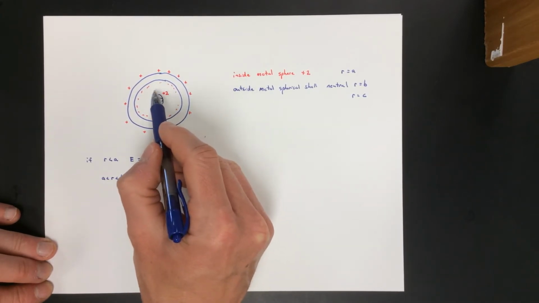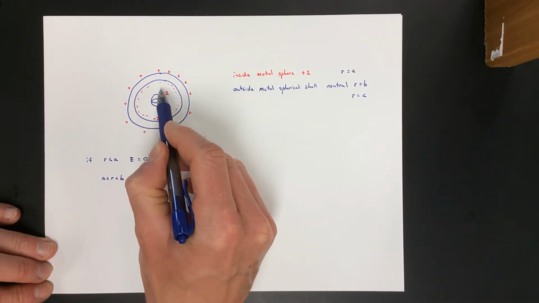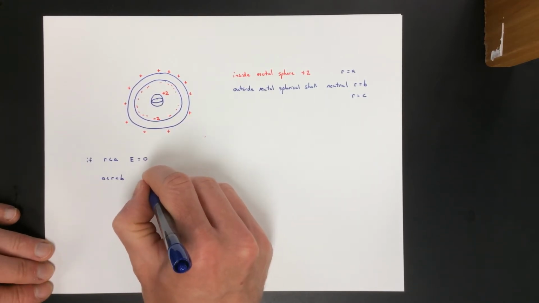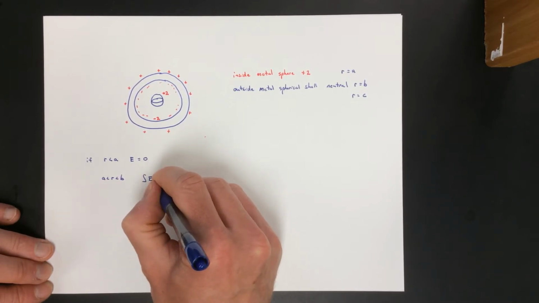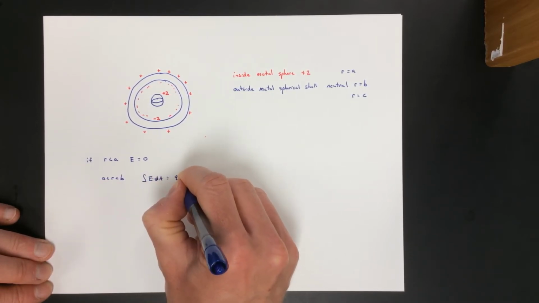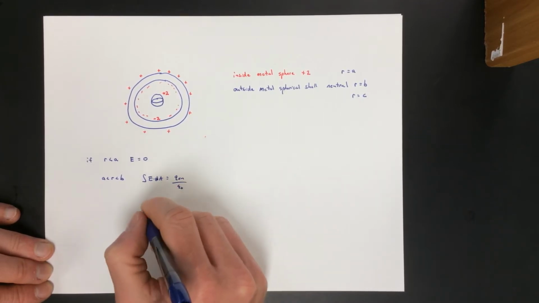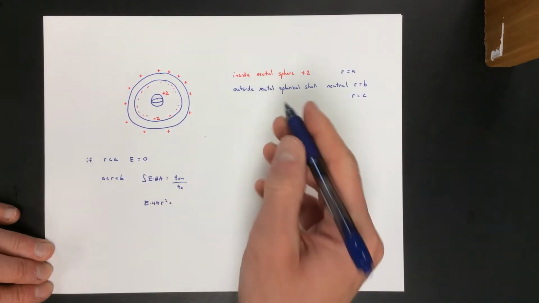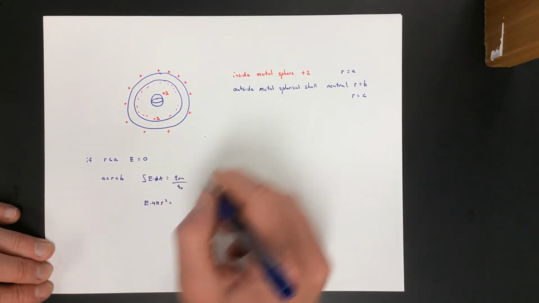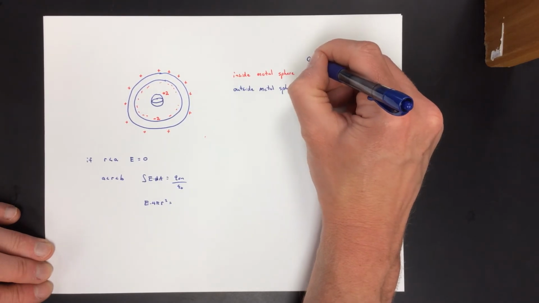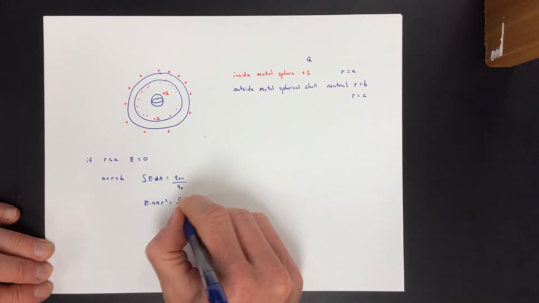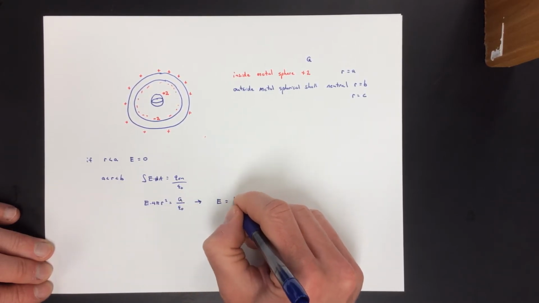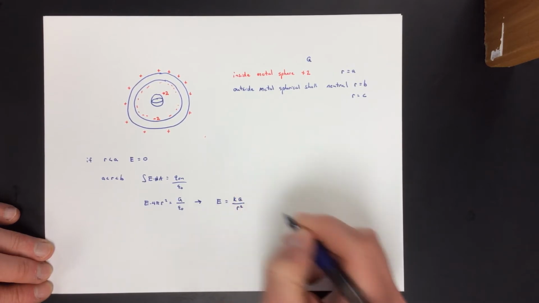Okay. What if R is between A and B? So I'm talking about the space in here. Well, then it's just like it's a point charge. The only charge enclosed is that thing. So it's E dot dA equals the charge enclosed over epsilon naught, and I get E times 4 pi r squared. The total charge enclosed is just that plus 2q. Let's just call that a q. So that's q over epsilon naught, and all of a sudden you have exactly what we thought. The electric field is just kq over r squared.